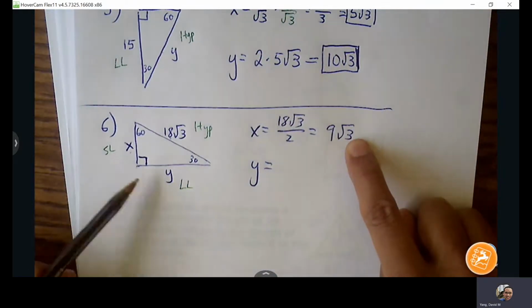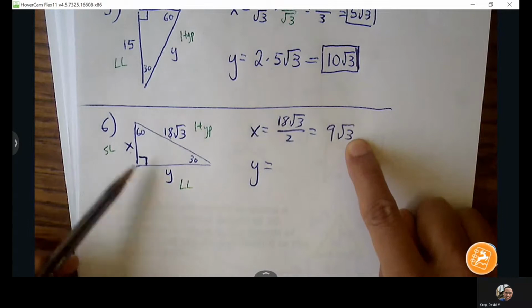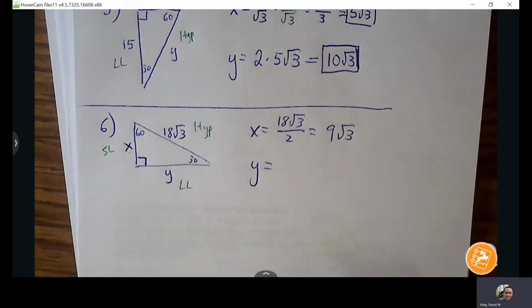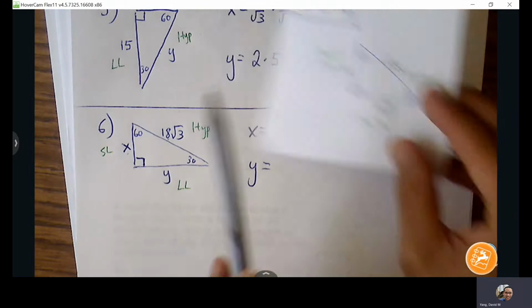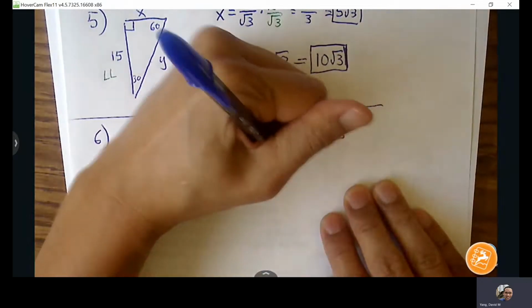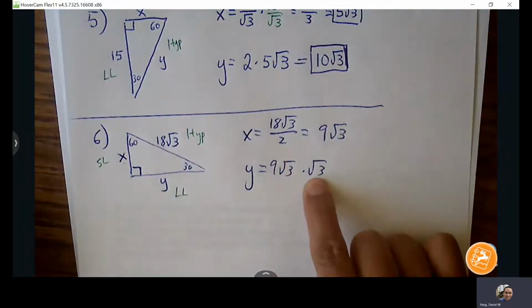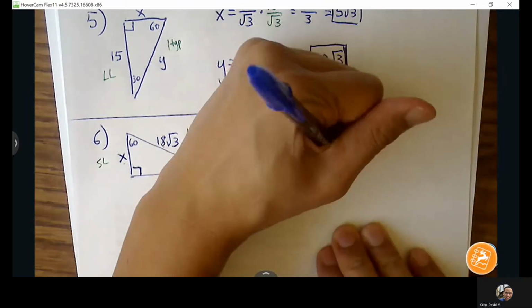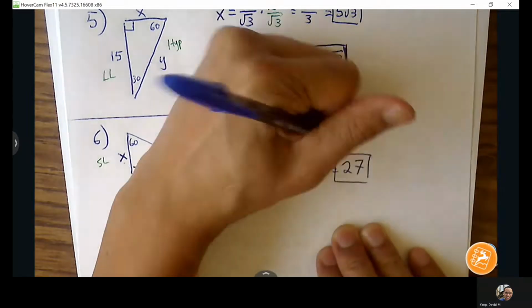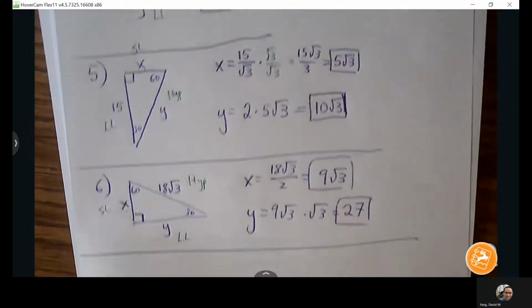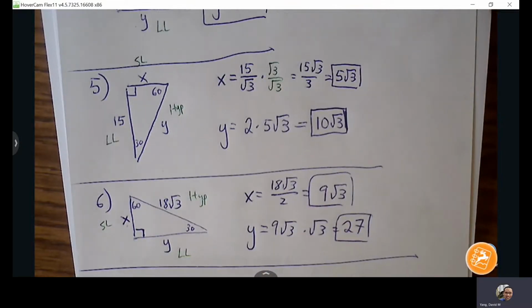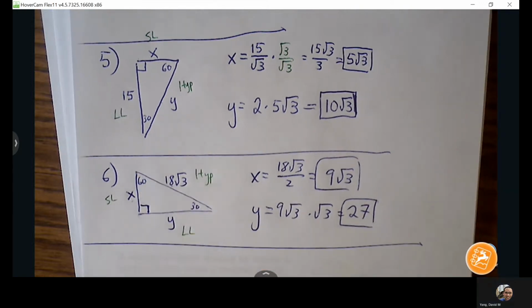Now that I have the short leg, how can I get to the long leg? Yep, times root 3, right? Short leg to long leg, multiplied by root 3. Root 3 times root 3 is just 3. 3 times 9, 27. Okay, any questions? 4, 5, and 6? Okay, does anybody still need to look at this page?